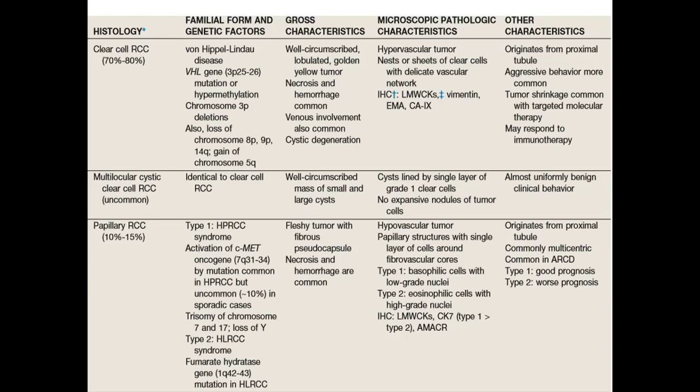And then another important variant we have is the papillary RCC. It is associated with basically two types of hereditary syndrome. The first one is hereditary papillary RCC, and the other is the hereditary leiomyomatosis RCC. Both of them have different types of mutations, and both of them originate from the proximal tubule, and type 1 has a good prognosis and type 2 has a worse prognosis.